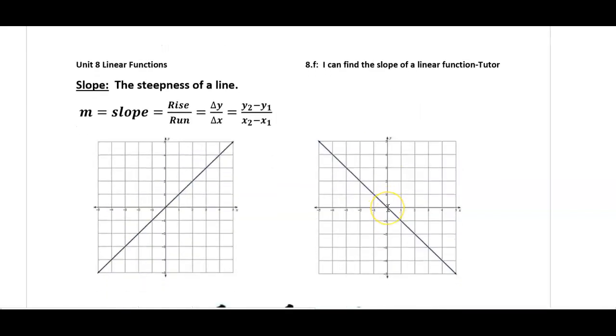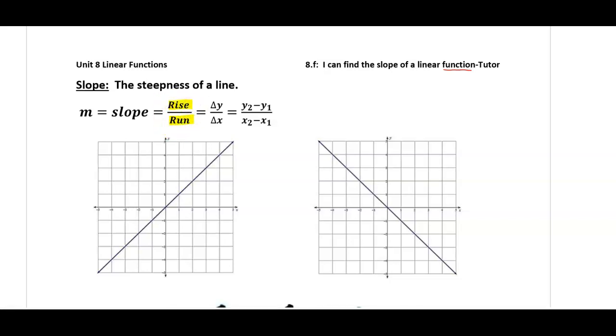Hello, Math 1. This lesson is on 8.F, which is a very important section on finding the slope of a linear function. Now, if you remember from this unit, we talked about slope being the steepness of a line. When we talk about the steepness of a line, we're basically referring to the rise over the run.